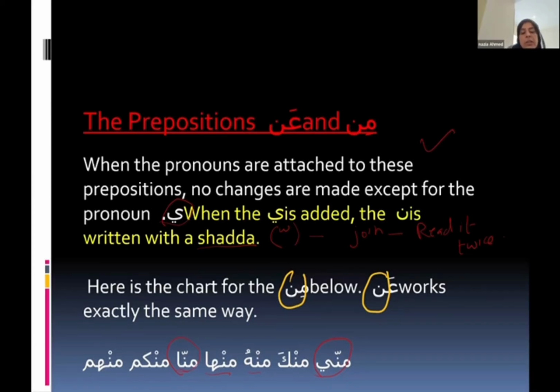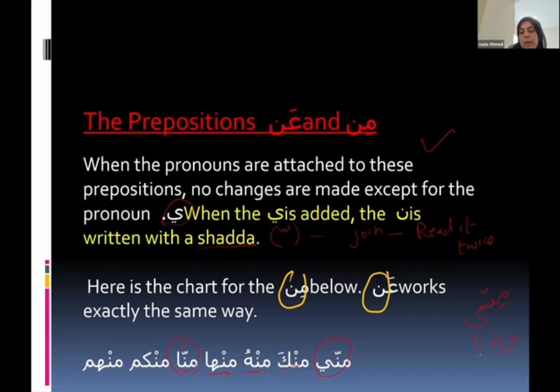Okay, I'm not adding shadda on this one now. Min ka, min hu, min ha. But I'm saying minna. Why? Why am I adding shadda here? Or on the thumb, first is minni, isn't it? Okay, so we have to add shadda because this is a rule.